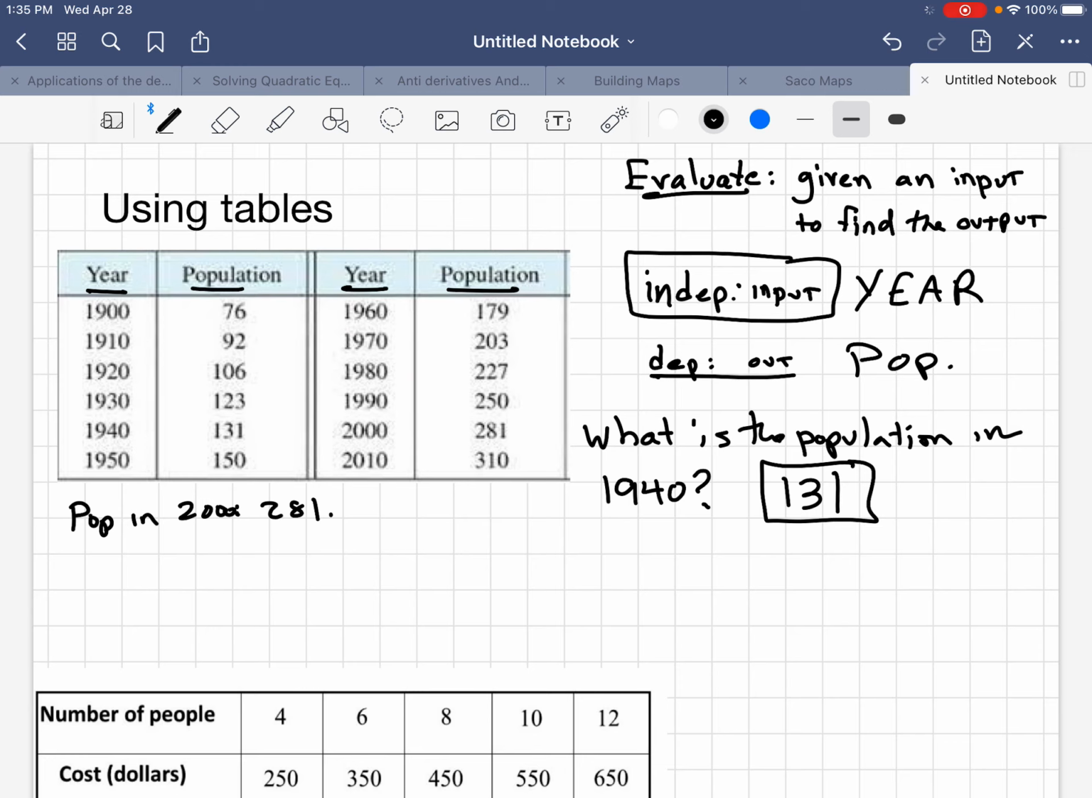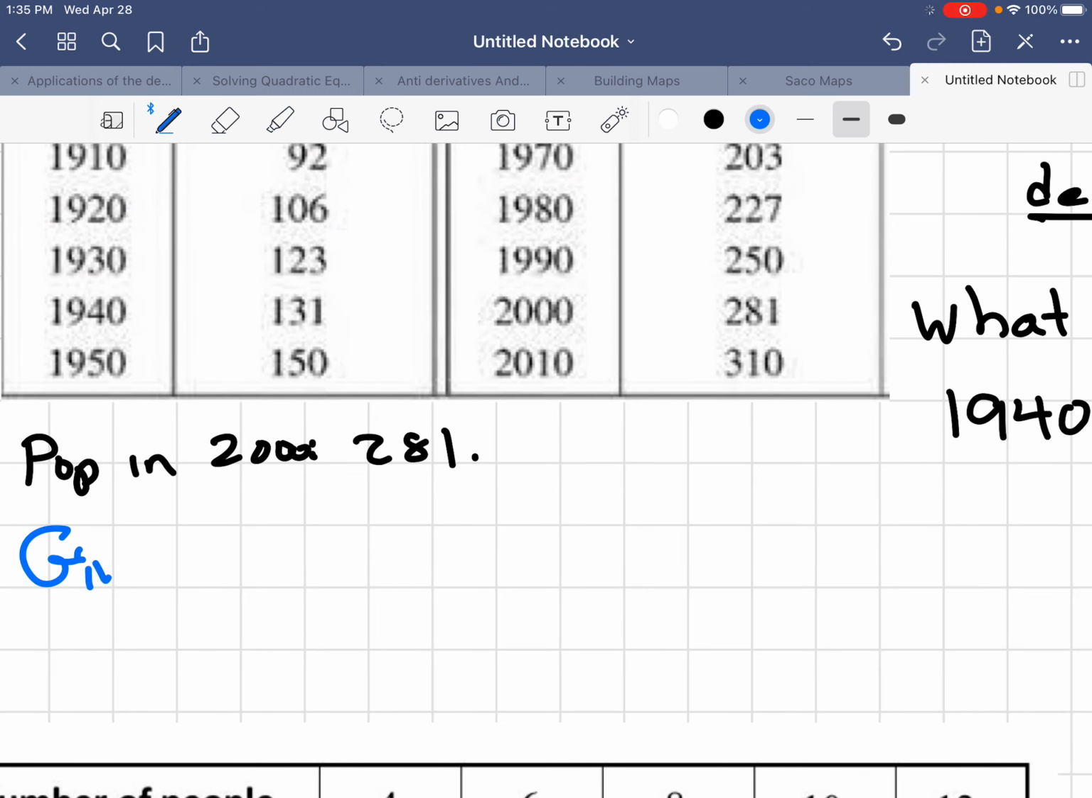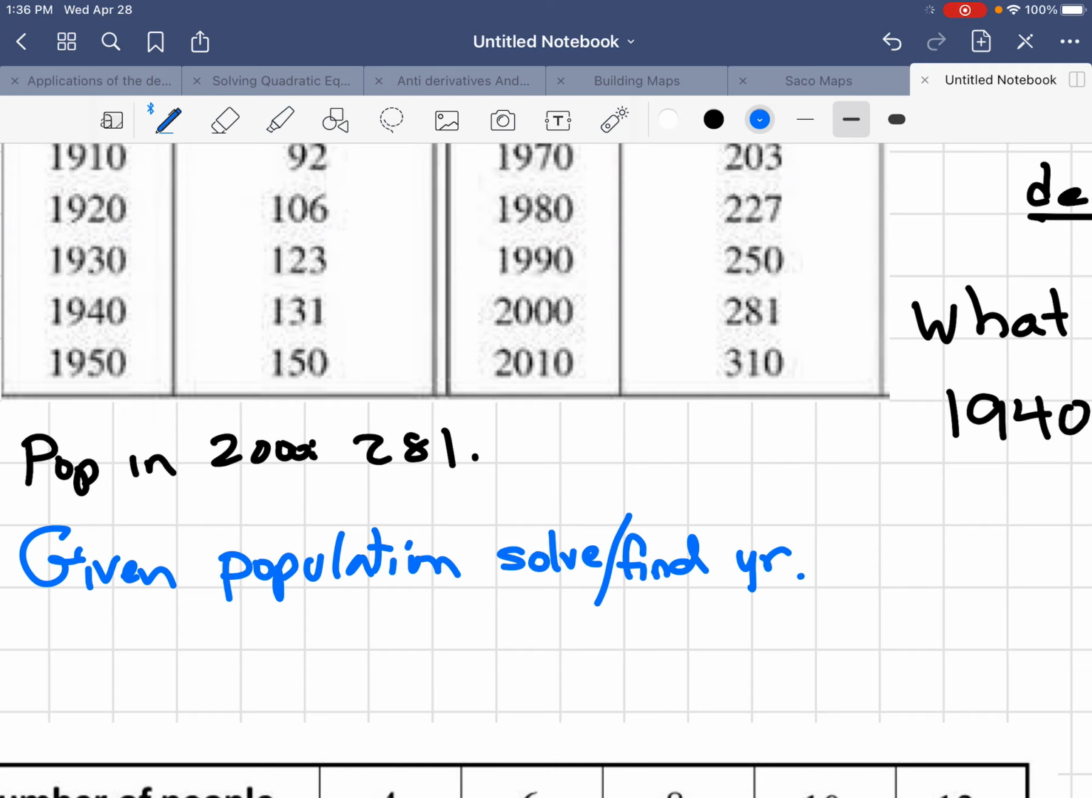We could also turn around and work on it the other way. We could be given the output, and we could solve the equation. So if you're given the output, you can solve the equation. Given a population, solve or find the year.